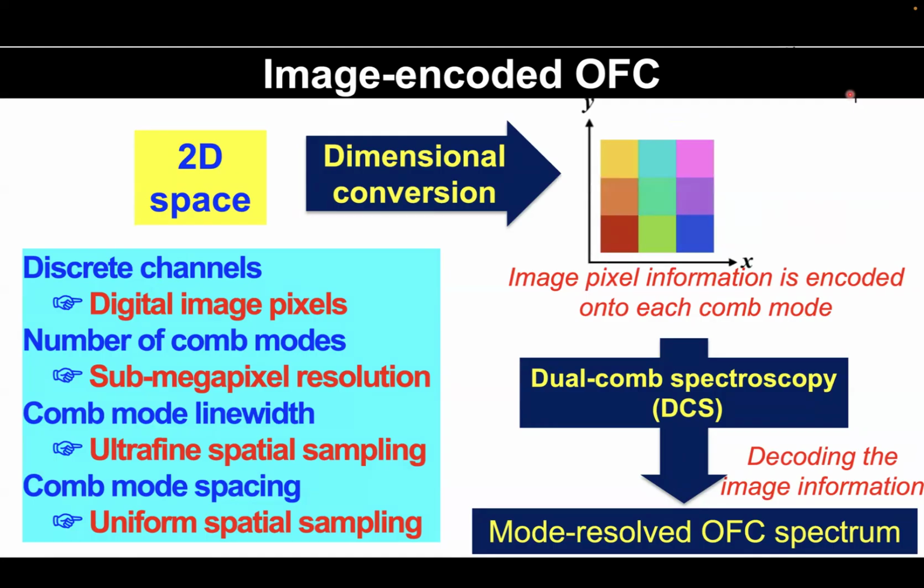So the image information is decoded from the mode-resolved spectrum of the image-encoded OFC. In this case, the discrete channel number of comb modes, line width, and comb mode spacing respectively correspond to the digital image pixels, sub-megapixel resolution, ultra-high fine spatial sampling, and uniform spatial sampling.